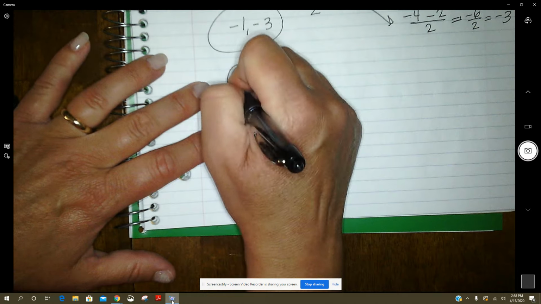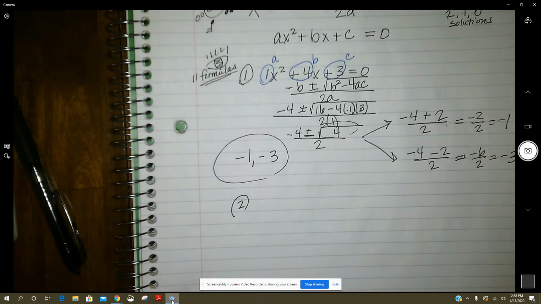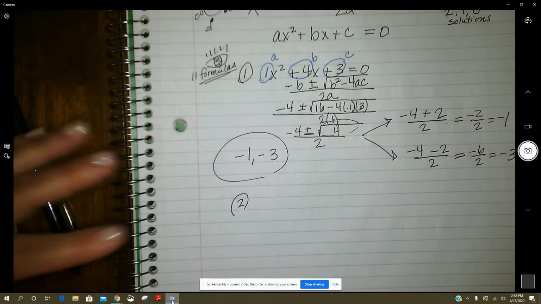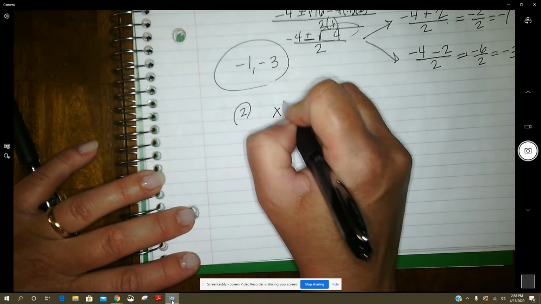Number 2. Sometimes with the quadratic formula, it's going to take you one time and you got it. Some people, it's going to take 2 times. Some people are going to take like 7 times and finally get it. But I promise you will get it. The more practice, the better.